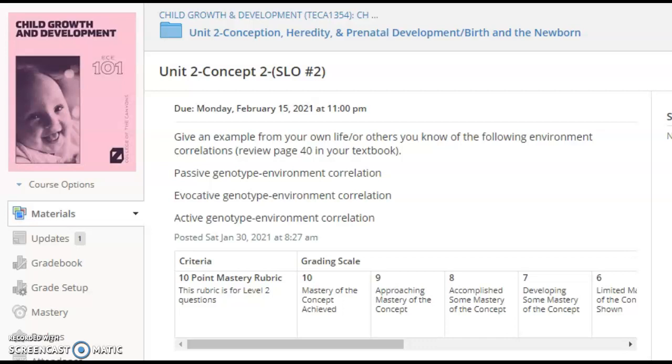What you're going to do is think about yourself or others and give an example of each of these types of genotype environment correlations: your passive genotype environment correlation, evocative genotype environment correlation, and active genotype environment correlation. So I should have 3 examples when you're done.